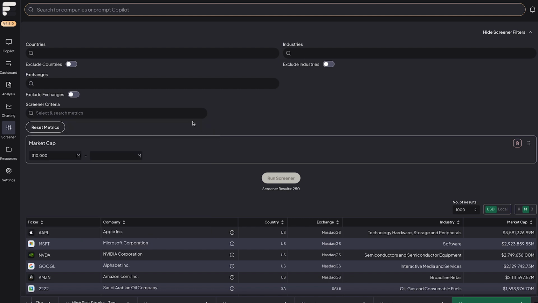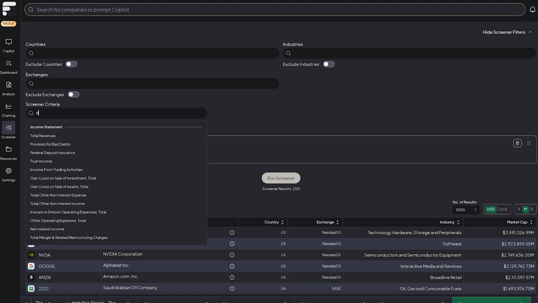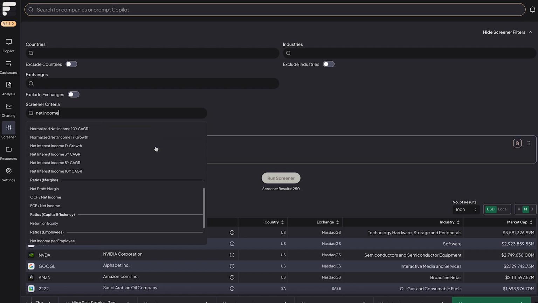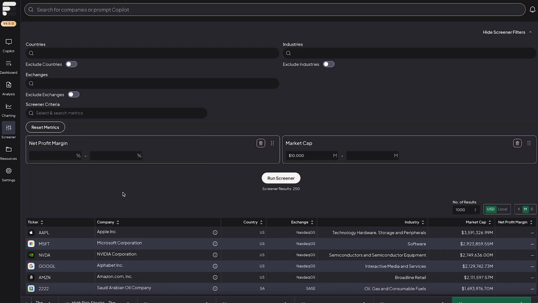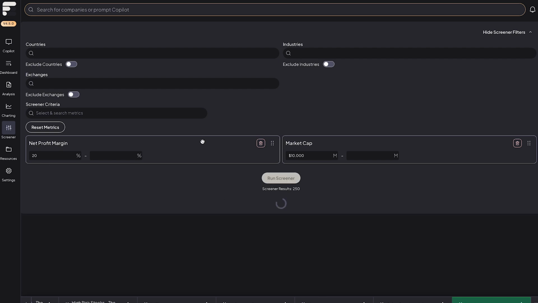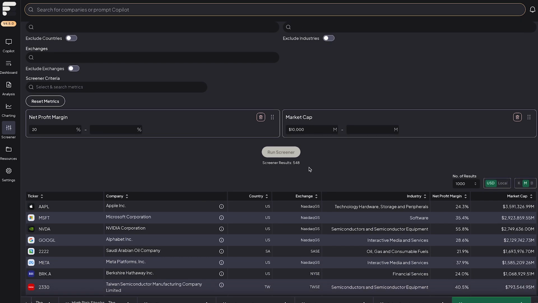So if I want to add further metrics, I'm interested in companies that have a net income of more than 20% a year. So I'd go on net profit margin, and I want companies with 20% or more. So let's press run screener. There's 548 stocks out there that have that.